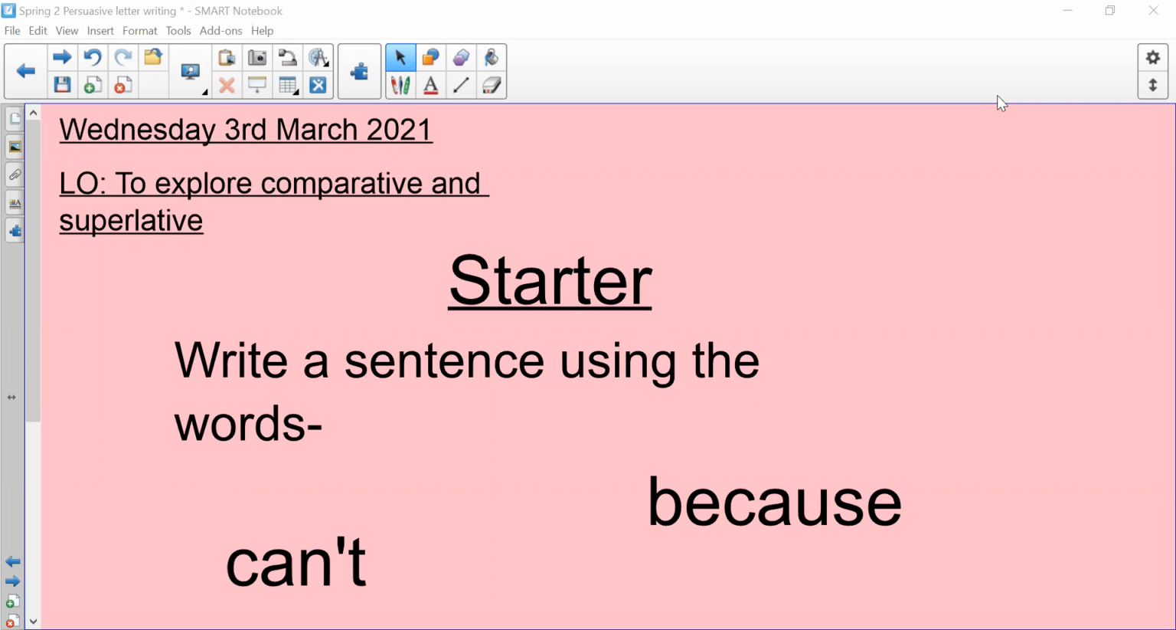Today we would like you to write a sentence using the words can't, which is the contracted form of cannot, and because, which is a conjunction. Get as creative as you like. Spend about 5 minutes. If you do more than one sentence, that's absolutely fine. Good luck.